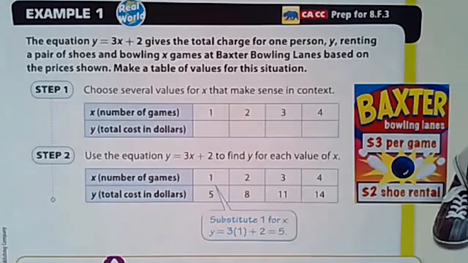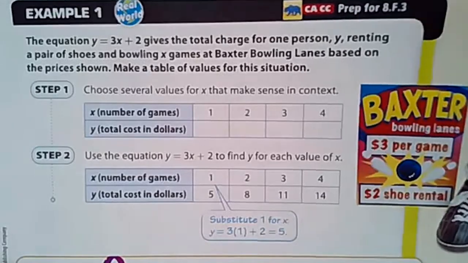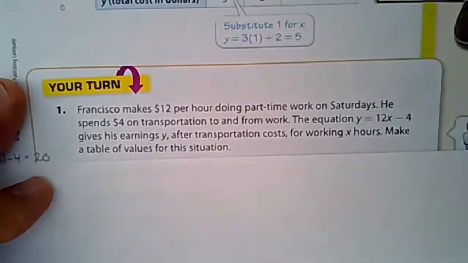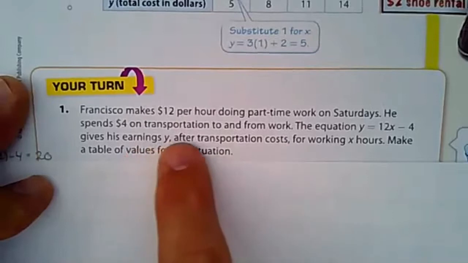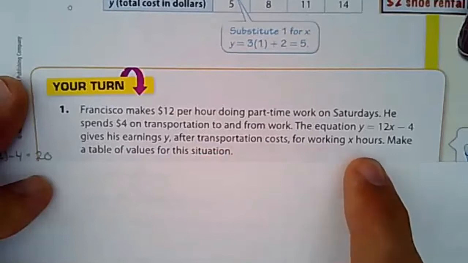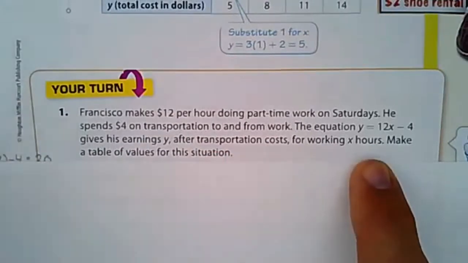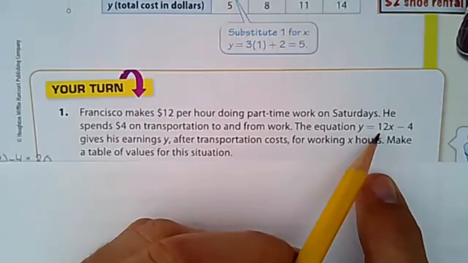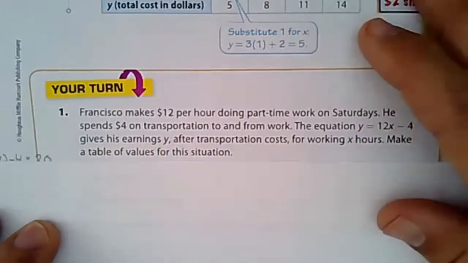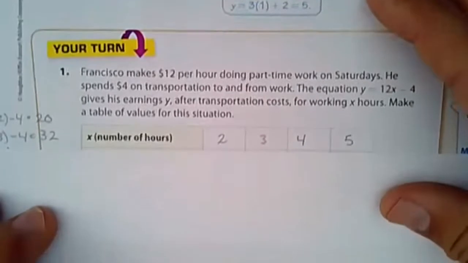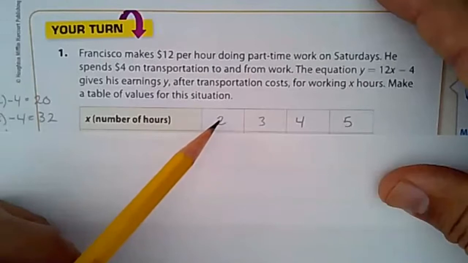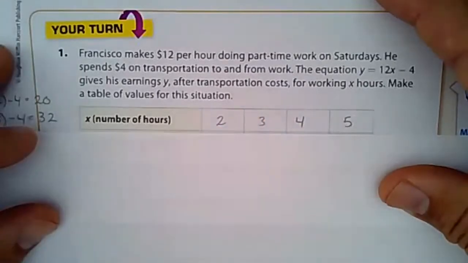Okay, so your job is to figure this out for Francisco. He makes $12 per hour doing part-time work on Saturdays. He spends $4 on transportation to and from work, and this equation gives us his earnings after transportation costs, working for X hours. Here's the $12 per hour, and you have to subtract 4 because he spends $4 on transportation. We have a table, and on that table I decided the scenario is, what if he works 2, 3, 4, or 5 hours?